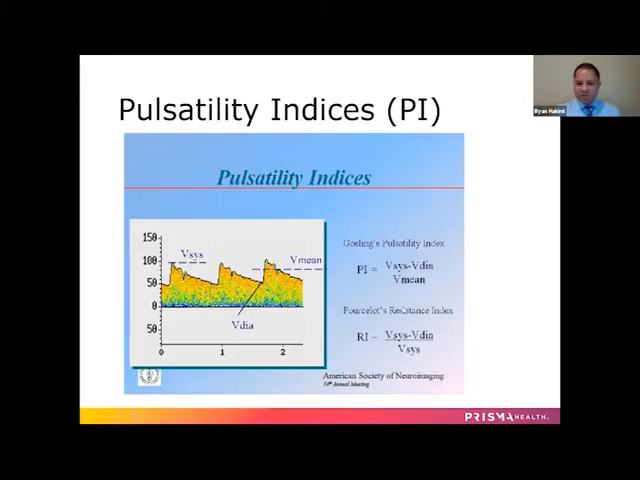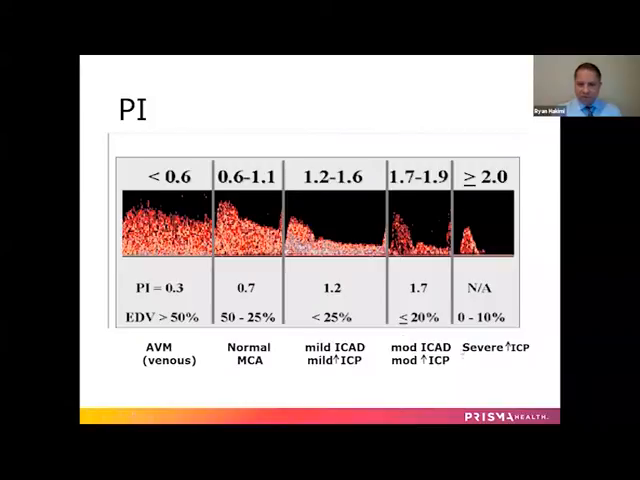And some folks, particularly in Europe, will also, in addition, calculate this, which is called the resistivity index, Pourcelot's resistivity index, and that's less commonly used in the United States. So what is the clinical meaning of PI, and how does it impact our patient care? In general, 0.6 to 1.2 is the normal range of PI for the middle cerebral artery.